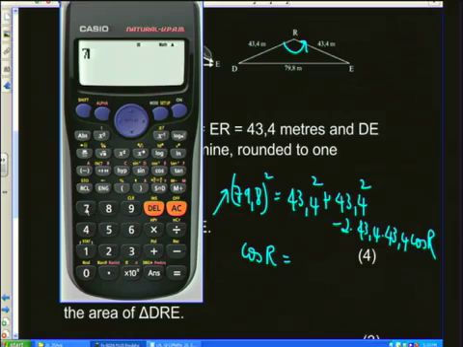All right, so 79.8, we're going to square that. We're then going to take away 43.4 squared. We're going to take it away again, minus 43.4 squared.